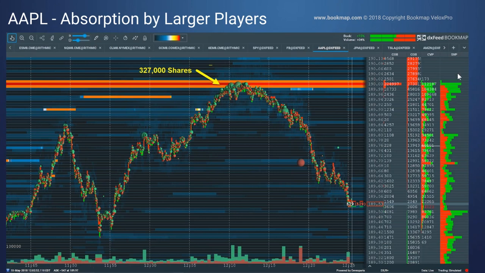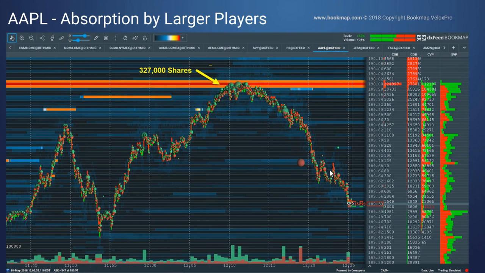Okay, another example today in Apple. This was earlier. We actually traded through this area, but a massive area here of 327,000 shares in Apple at 190. Completely absorbed. Let's see the amount of transactions up here. They kind of just scratched the surface here. Looks like 112,000. So about a third of them were transacted, completely absorbed, have to go lower to find buyers.